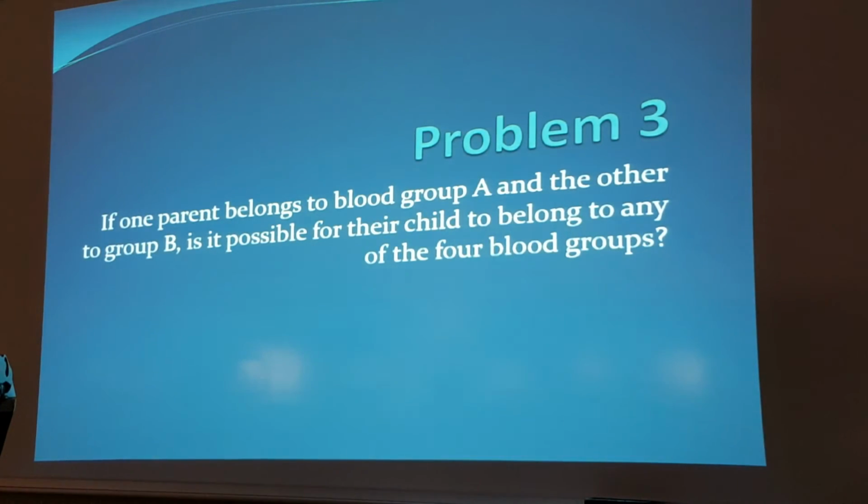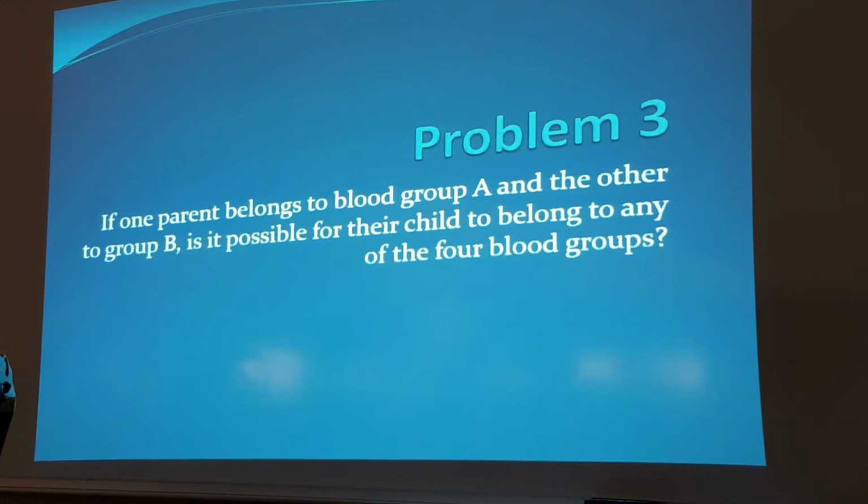So, if one parent belongs to blood group A and the other to blood group B, is it possible for their child to belong to any of the four blood groups? What's wrong with this problem? Well, because it's gotta be one of them. Well, what's lacking in this problem? Let me ask it that way. It doesn't say recessive. We're not being told whether the parent is AA or AO, and the same here. So you've got to do all the possibilities.